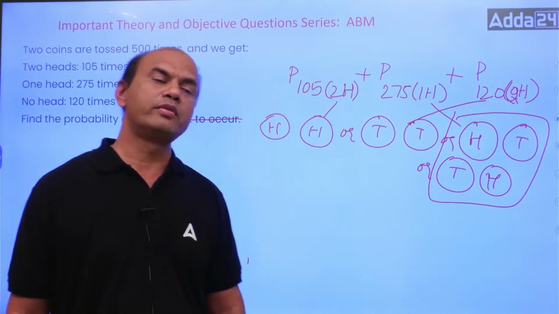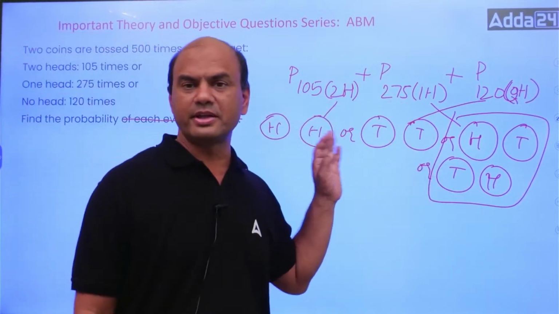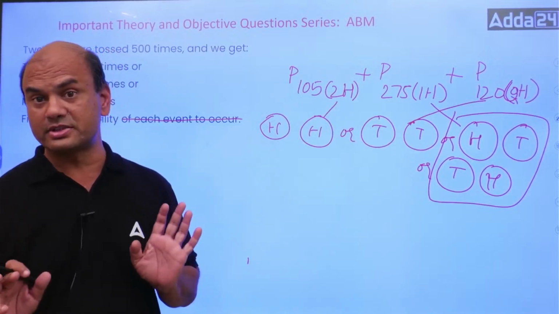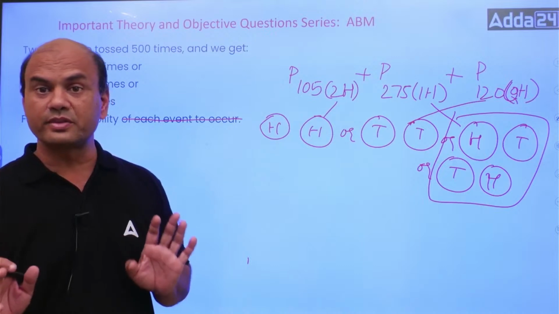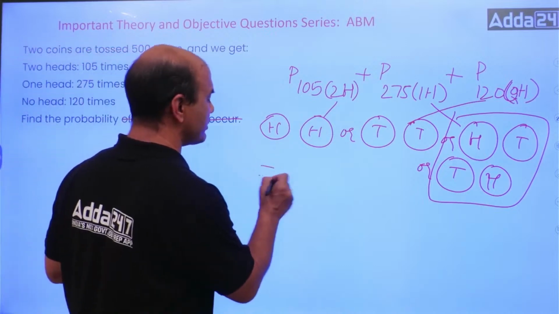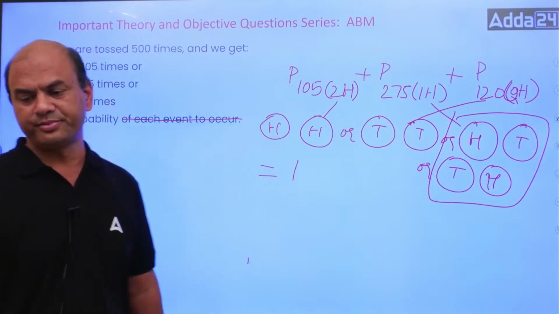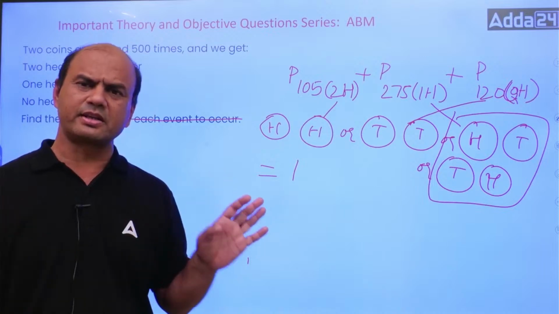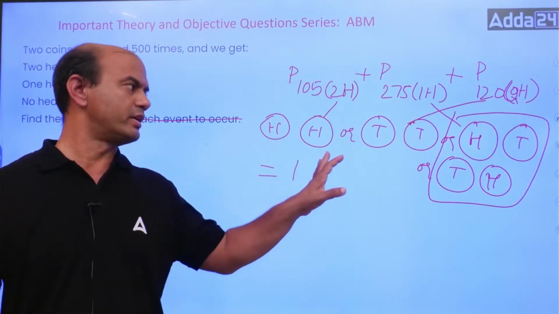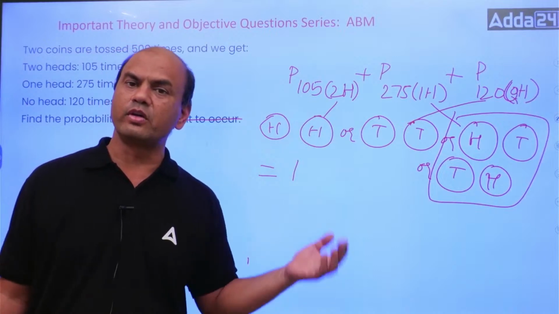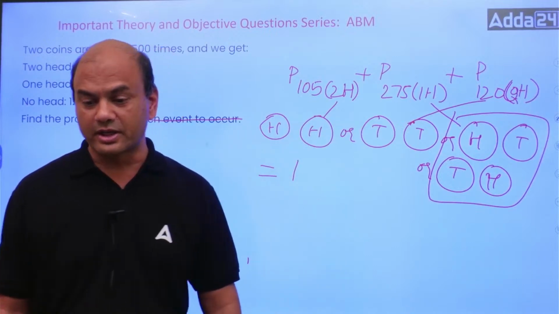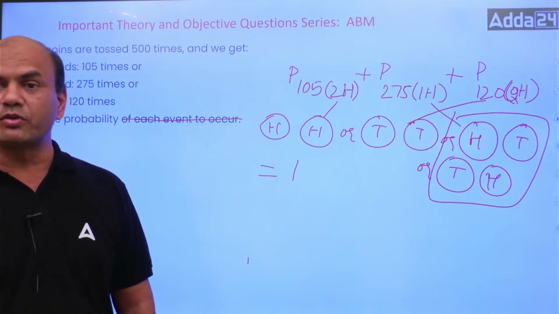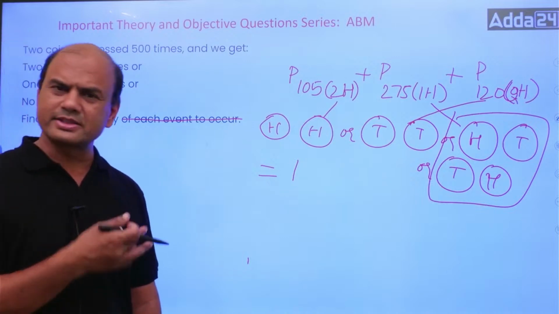Kindly note, when you have all the possibilities, the total of these possibilities will always be equal to 1. Always. Whenever you have all the possibilities, whatever possibilities are possible, they are there over here. So the total of these will always be equal to 1. So the answer for this will be 1. If you want to check, not an issue. We can definitely check this.